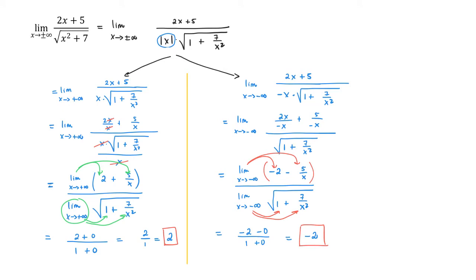So what we notice is that the limit at positive infinity ended up being positive 2. And the limit at negative infinity ended up being negative 2. Even though there was a bit more work, I'm hoping that you noticed that the process was very, very similar to the process in part A.